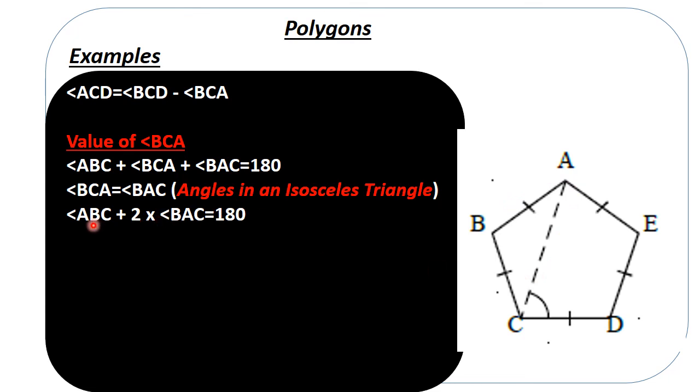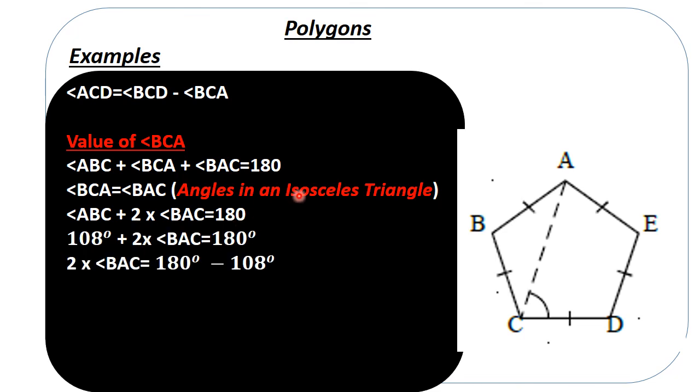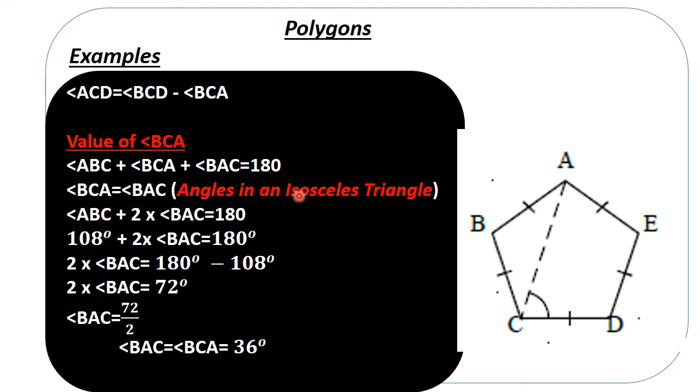So angle ABC plus 2 times angle BAC is equal to 180. Angle ABC is 108, so we can take 108 to the other side to give us 72. We can divide both sides by 2, which gives us 36. So angle BAC is 36, but BAC is the same as ACB.